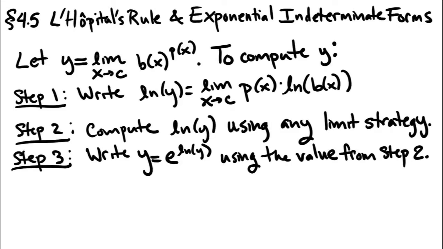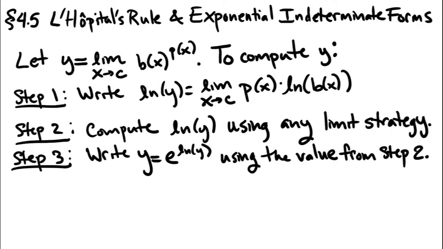We set y equal to the limit that we're interested in, and then to compute it, we start by taking the natural log, which allows us to bring that power function down, computing this new limit of the power function times the natural log of the base function, and then finally raising e to that power. Now the real work comes in step 2, when we have to compute ln y, when we have to compute a limit. This is almost like starting a new limit problem in the middle of our bigger exponential limit problem.